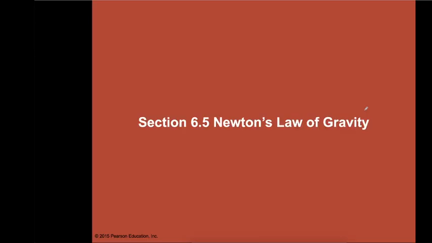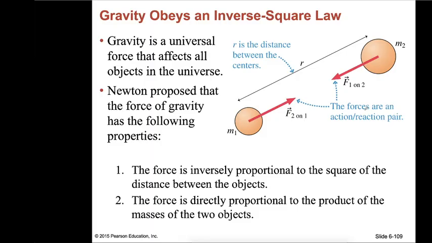So first, let's introduce Newton's law of gravity. Gravity is a universal force that affects all objects in the entire universe. Any two objects have interactions. Such kind of interactions is the gravity. Newton proposed that the force of gravity has the following properties based on experiments or observations of stars and other planets.